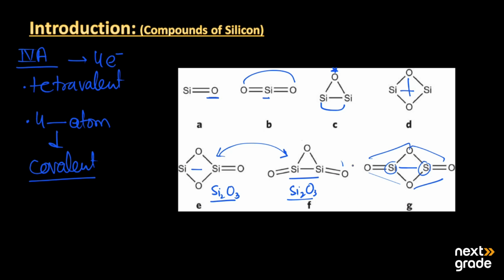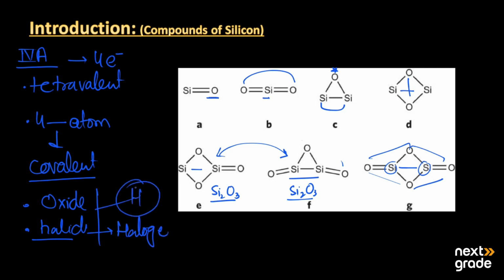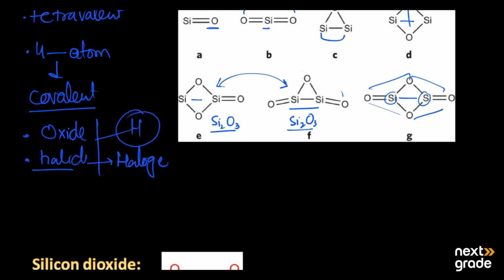So silicon can make oxides by combining with oxygen. It can make halides by combining with the halogens, and it can also make hydrides by combining with hydrogen. So these are the simple compounds of silicon, how it can combine with other different elements to make stable compounds. So let's have a look at the oxides of silicon.